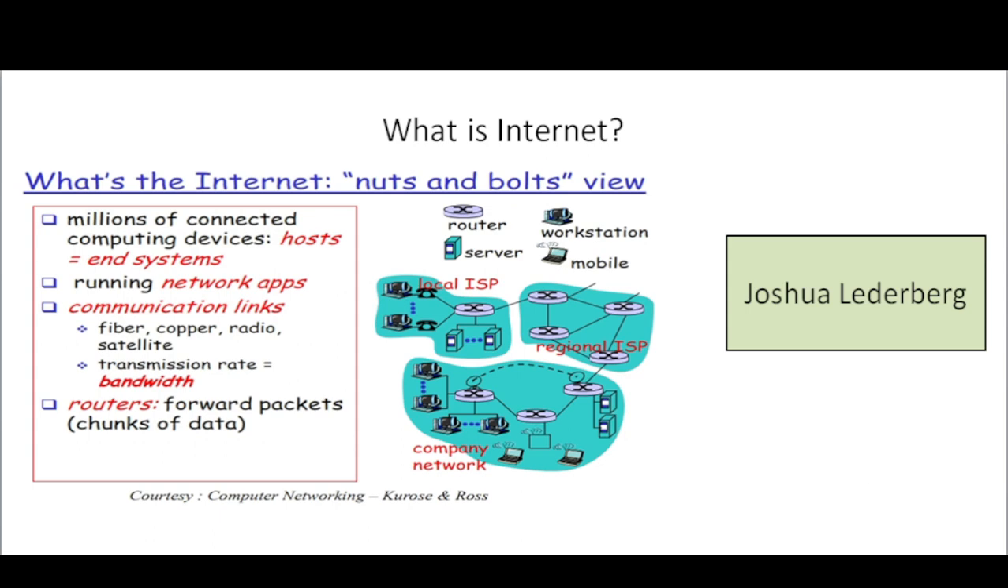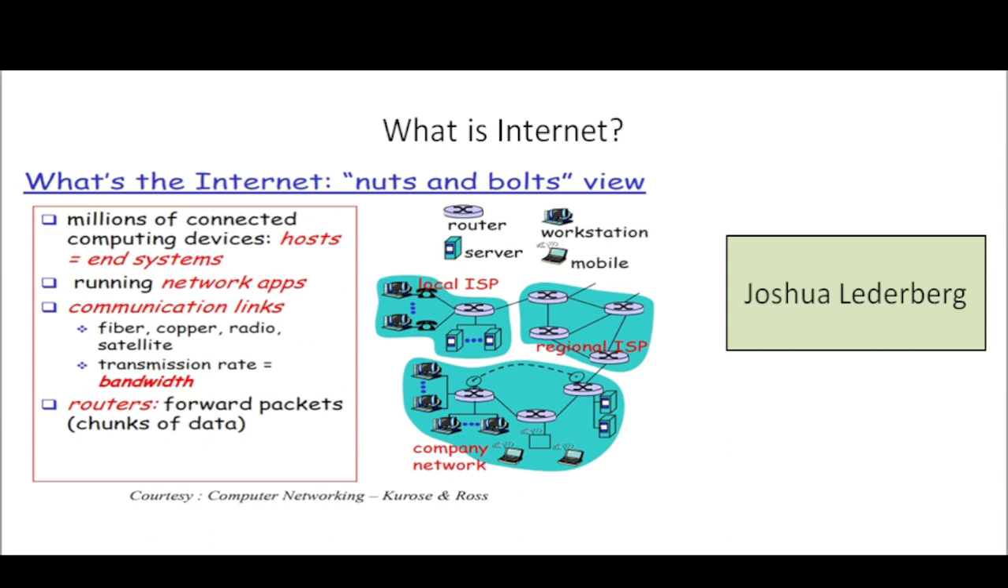So in this diagram, millions of connected computing devices, hosts equal to end systems. Here this indicates that the internet consists of numerous devices often referred to as hosts or end systems. This includes computers, smartphones, tablets and other devices that connect to the internet. Then running network apps. These devices run network applications such as web browsers, email clients and media apps.